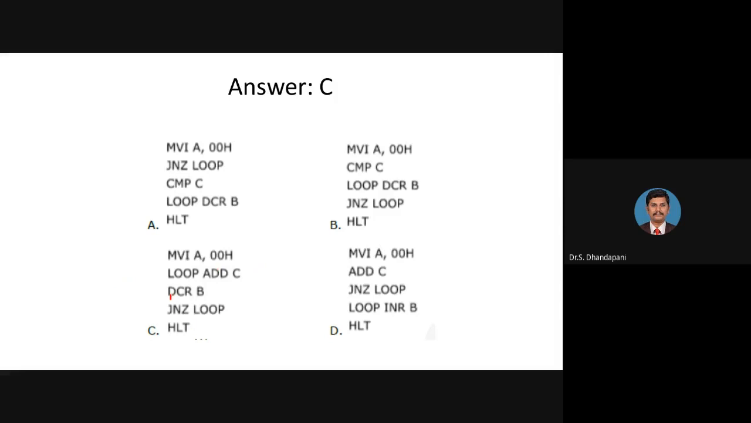I am summarizing. We are adding one number, which I am taking as the value available in the C register. The number of times is given in the B register, and we are decrementing B until it reaches 0.